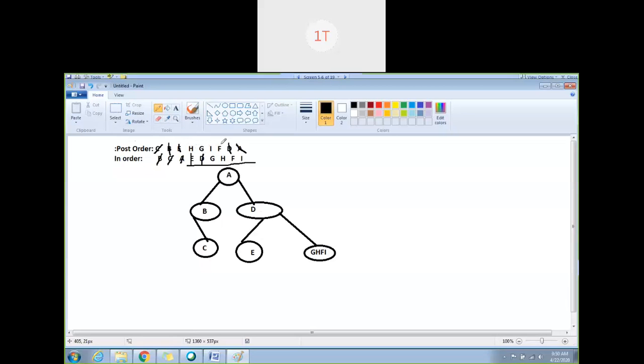F, ma'am. You have to check post order for the root node. F. Very good. So F is my root node. What can be my left side? G, H on the left side, I on the right side. Very good.